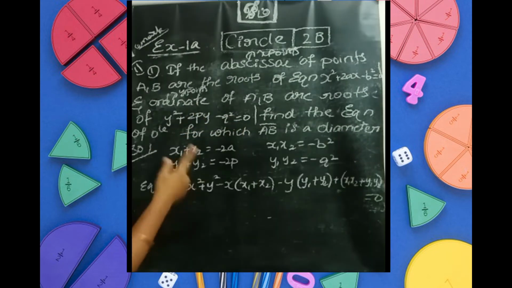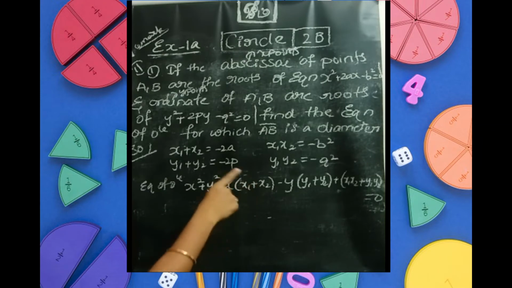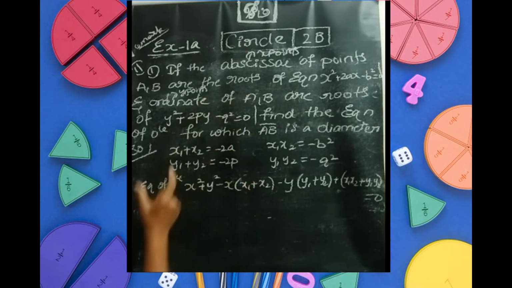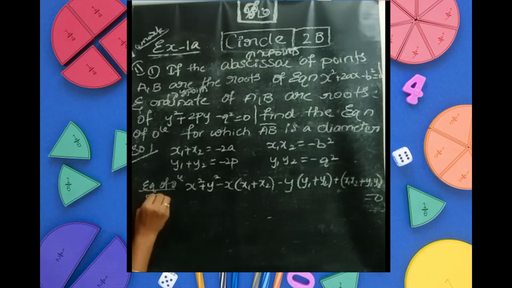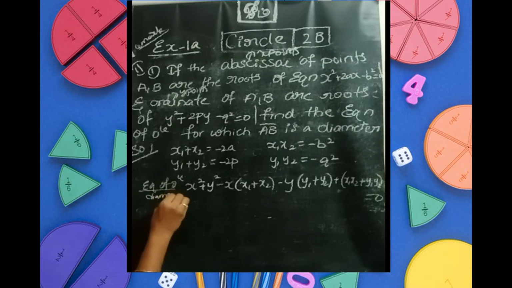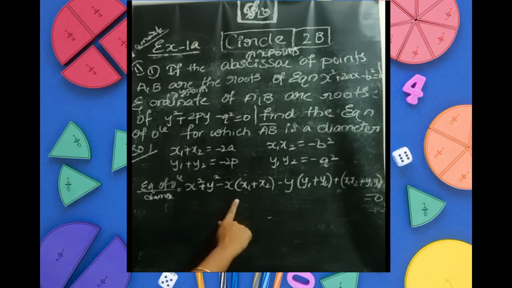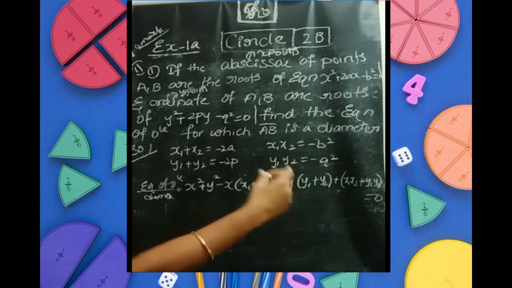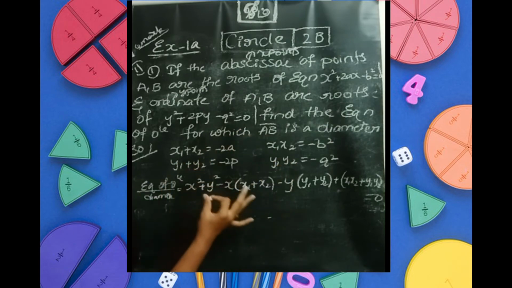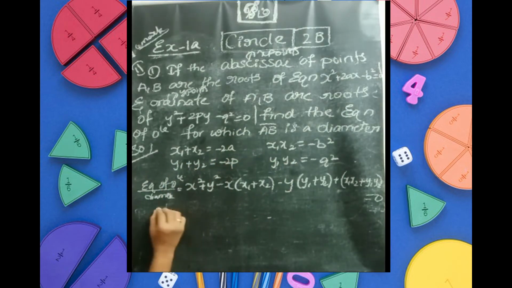Now these are the roots which we have discussed, and we have to substitute them in this formula, the equation of the circle in diameter form. This is the diameter equation of the circle formula: x square plus y square minus x into x1 plus x2 minus y into y1 plus y2 plus x1 x2 plus y1 y2. Now we have to substitute the roots which we have got before.